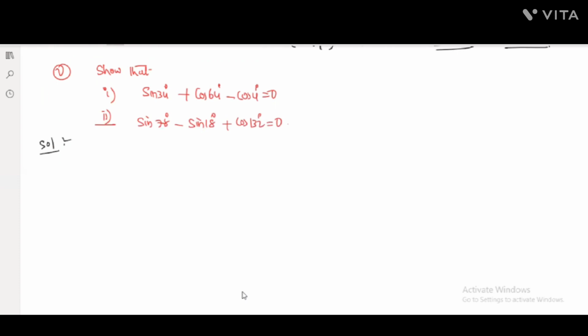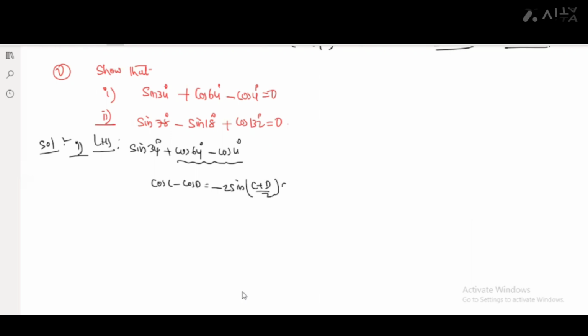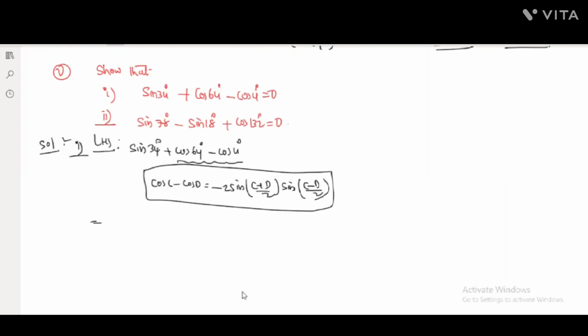So for the solution, first I'll take the LHS for the first question. What is the LHS they have given? Sine 34 degrees plus cos 64 degrees minus cos 4 degrees. Here for these two we can apply the cos C minus cos D formula. What is the cos C minus cos D formula? Minus 2 sine (C plus D by 2) into sine (C minus D by 2). So we can use this here, so that we'll use for the two terms.